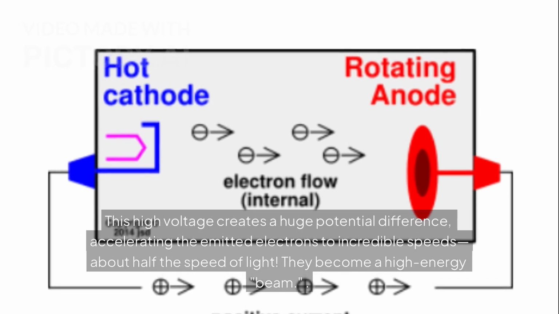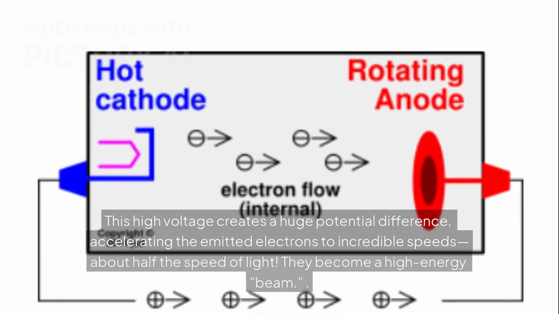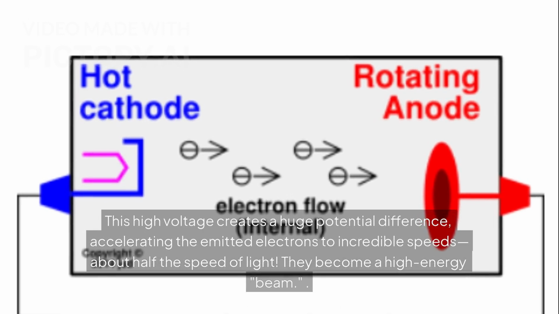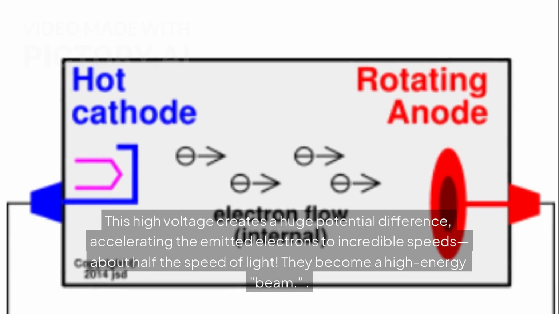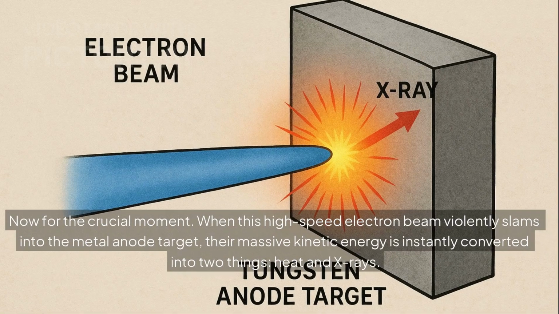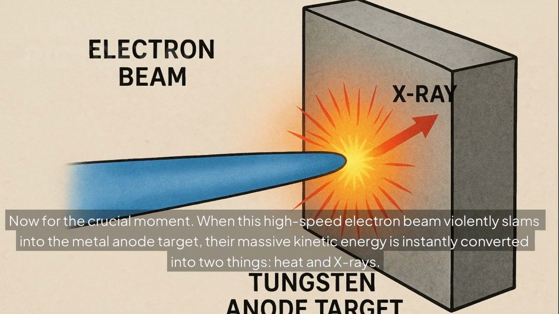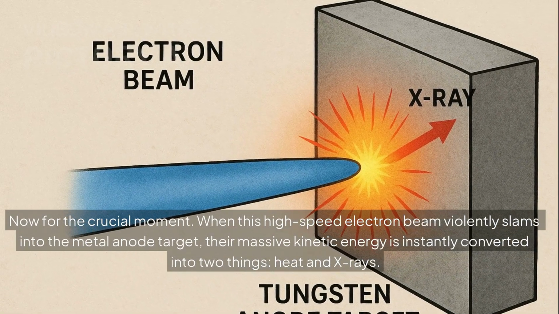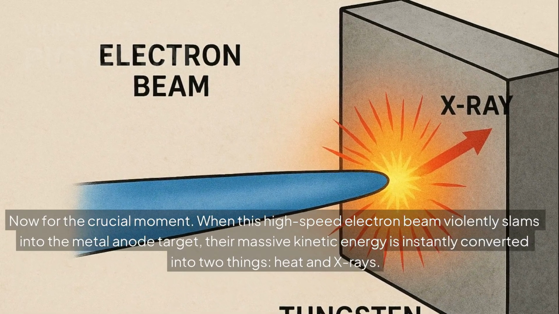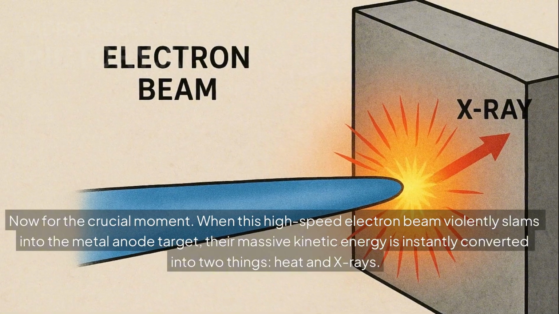This high voltage creates a huge potential difference, accelerating the emitted electrons to incredible speeds, about half the speed of light. They become a high-energy beam. The kinetic energy of this electron beam determines the energy, and thus the penetrating power, of the X-rays that will be produced. Now for the crucial moment, when this high-speed electron beam violently slams into the metal anode target, their massive kinetic energy is instantly converted into two things: heat and X-rays.